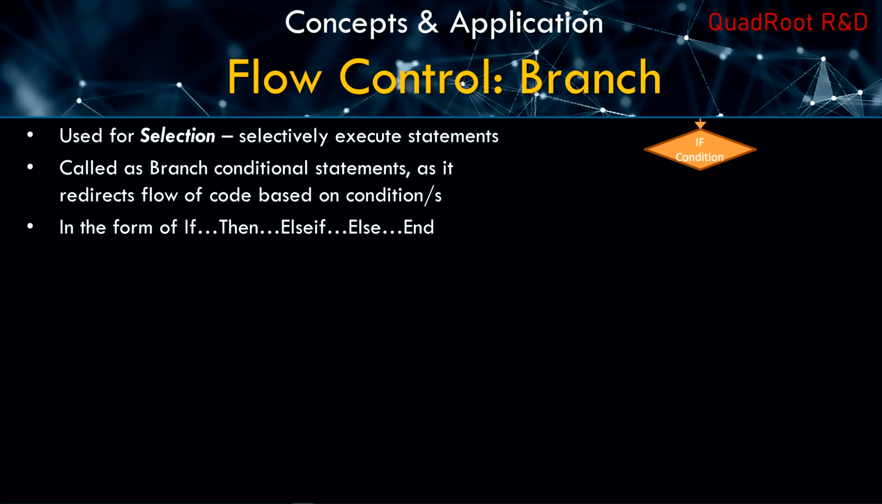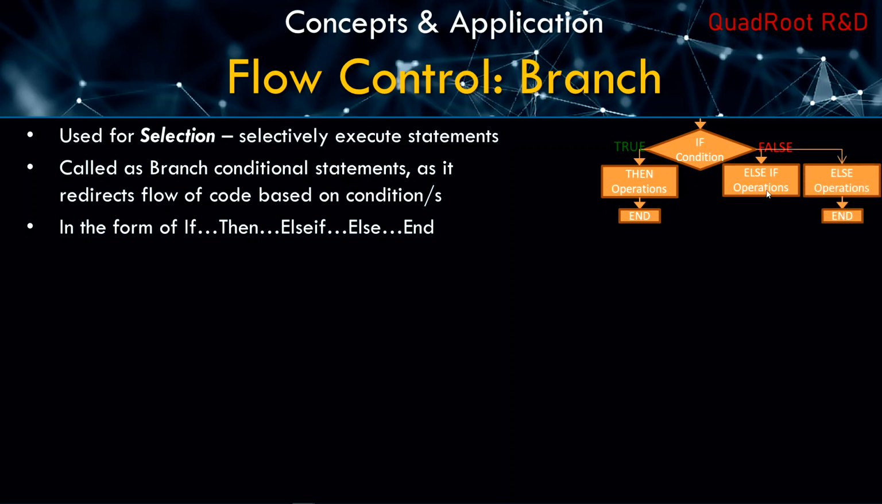So this is the algorithm. If a condition is met, and if it's true, then you do the then operations, and then you end. However, if it's false, then you do the else if operations, and you don't do these, you just do these, and then, oh, what else? If that is also false, then you do the else operations.